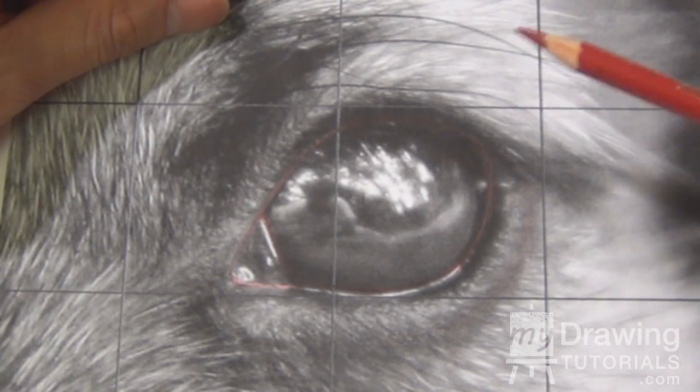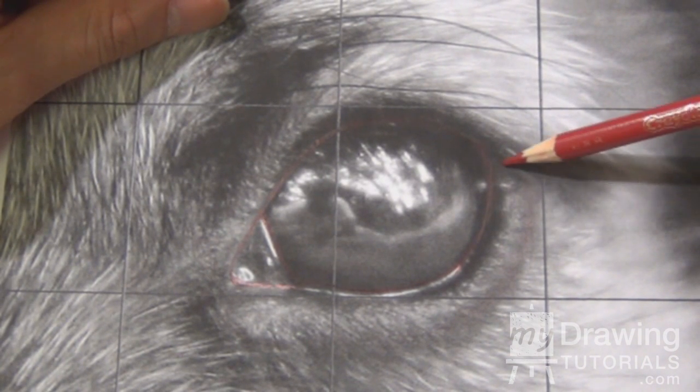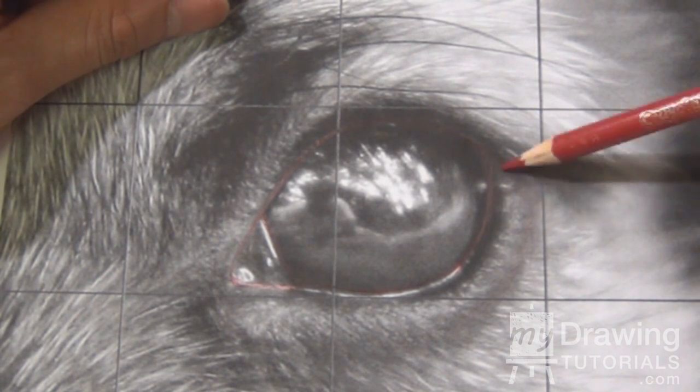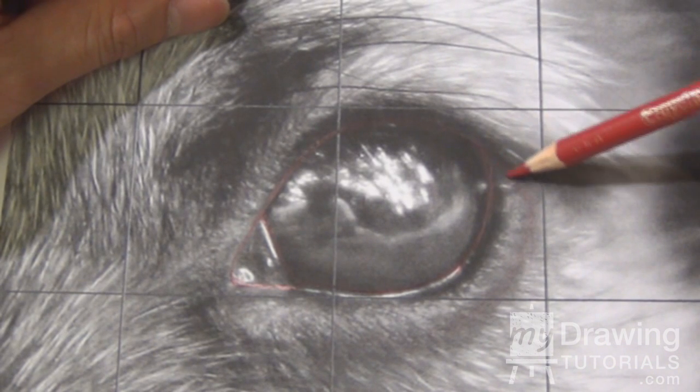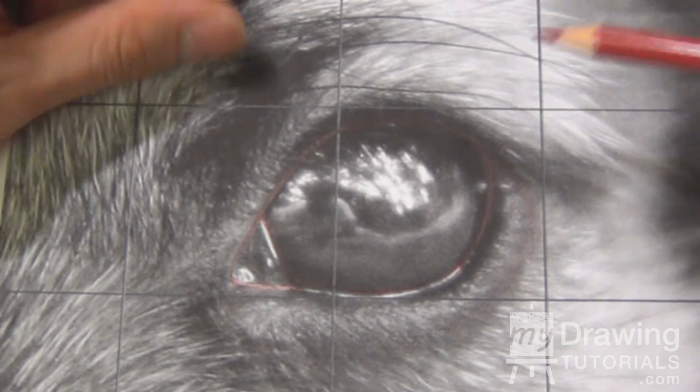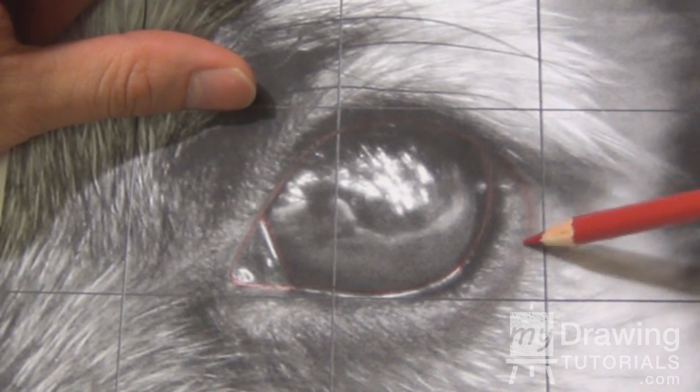Okay, next we have this skin area that surrounds the eyes. So I'm just going to take the pencil and mark it out.